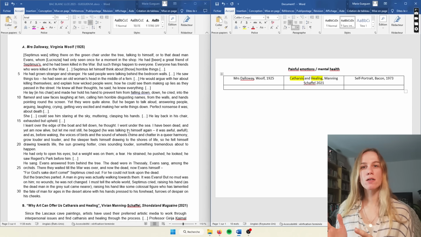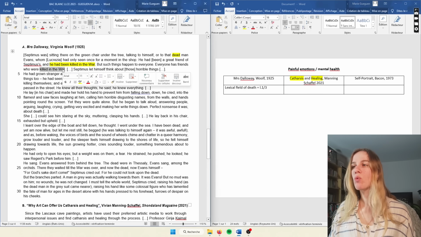So the first thing we can notice is here the word dead, and the idea of painful emotions would go well here. He had been killed in the war, so we're definitely talking about the lexical field of death. So what you would do, you would go here on your draft paper, and you write lexical field of death, and you can put down the lines where you have the examples, so line 1 and line 3.